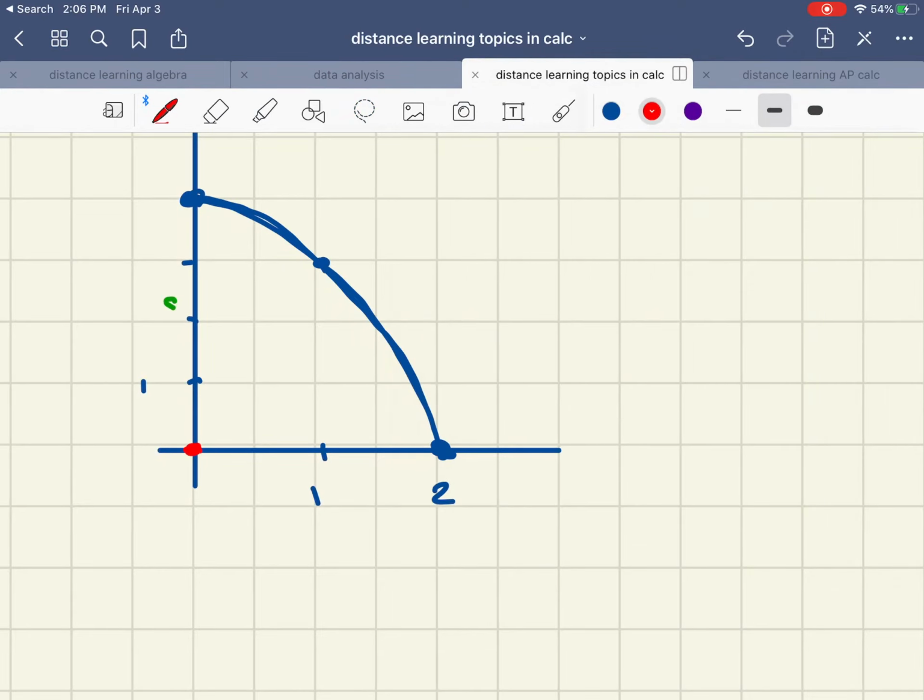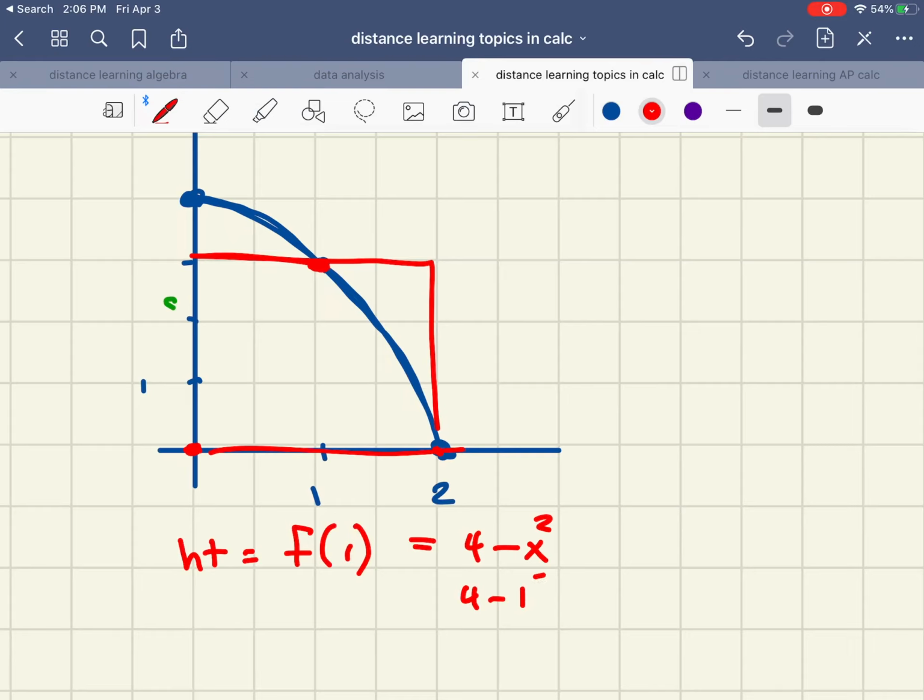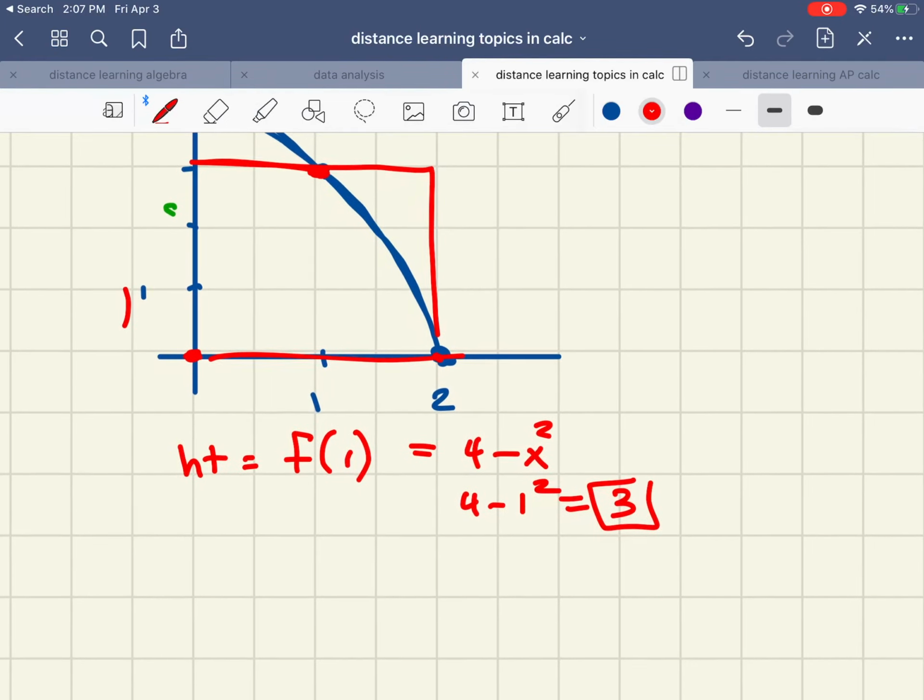So the value halfway between my starting point and my ending point would be 1. We can go to the middle of this and say, here's my rectangle. So again, the height is f of 1. Function is 4 minus x squared, 4 minus 1 squared.